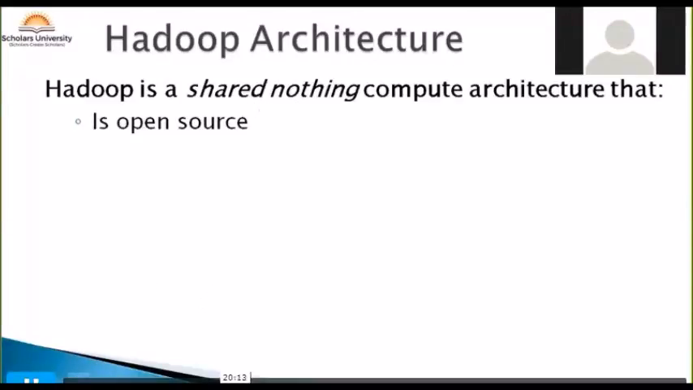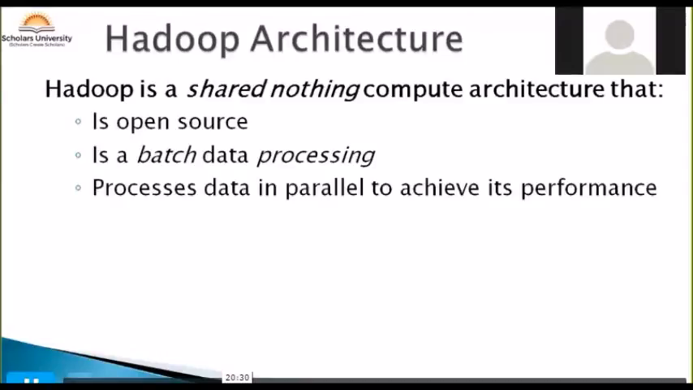And it is designed so because it is batch processing. I don't need everything now. But OLTP cannot do that. We have to have it now. And this is what we say, real-time, multi-processing, multi-user, and distributed environment. Process data in parallel to achieve performance.